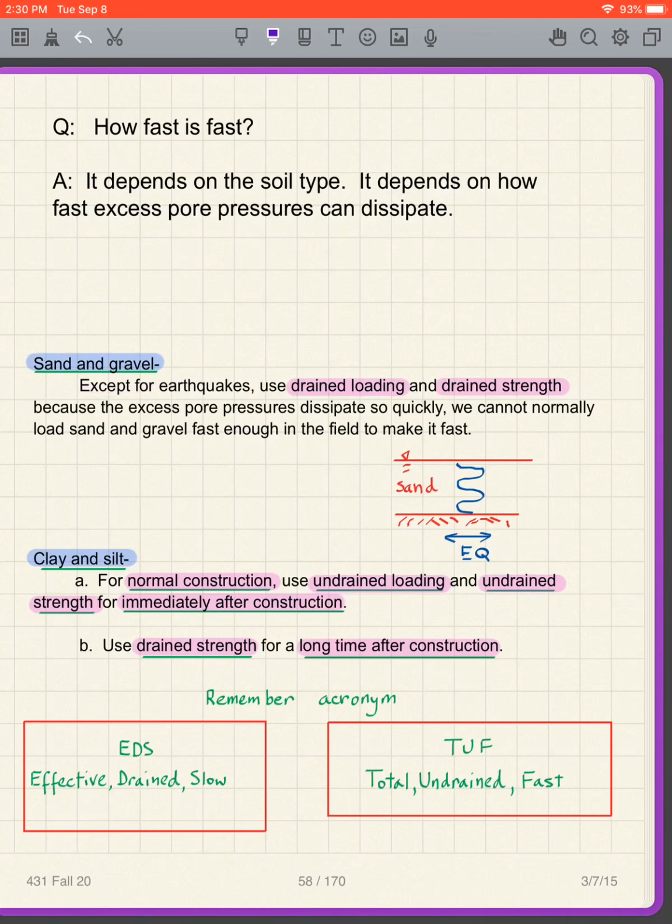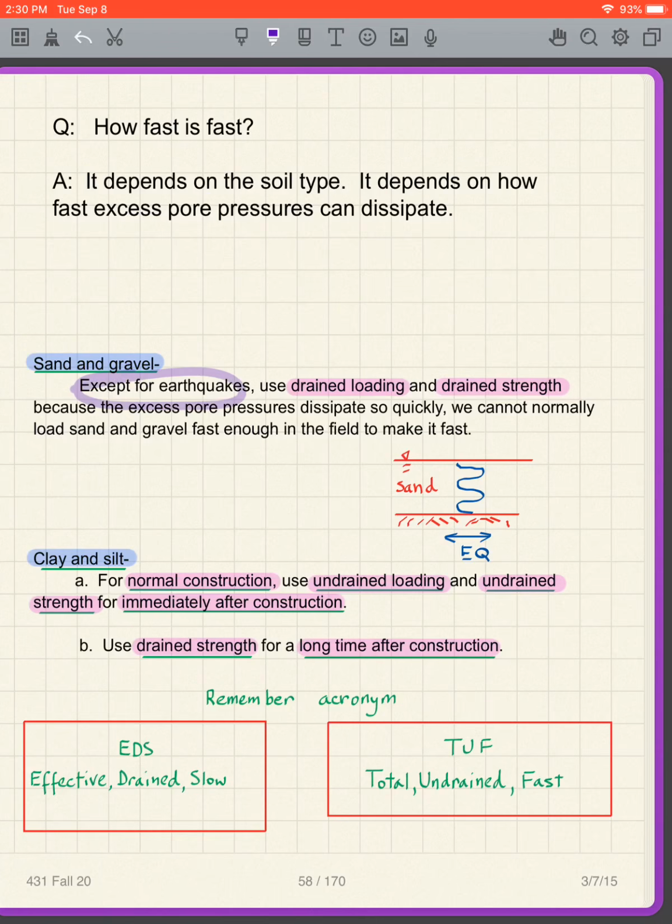Now, in order to generate a very quick load in sand or gravel, generally we use an earthquake load, which will generate undrained or rapid loading. So you have to feel comfortable with this: undrained loading is fast, drained loading is slow, and so earthquake loading is very fast. One cycle of a seismic wave is approximately 1 second.